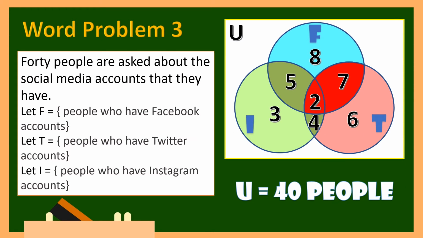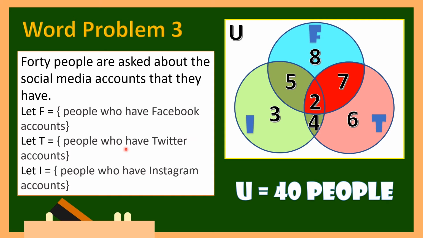Okay, for our word problem number 3. 40 people were asked about the social media accounts they have. We have 3 given sets here: Facebook, Instagram, and Twitter. For our set F, let it be the people who have Facebook accounts. For our set P, people who have Twitter accounts, and for our set I, people who have Instagram accounts.